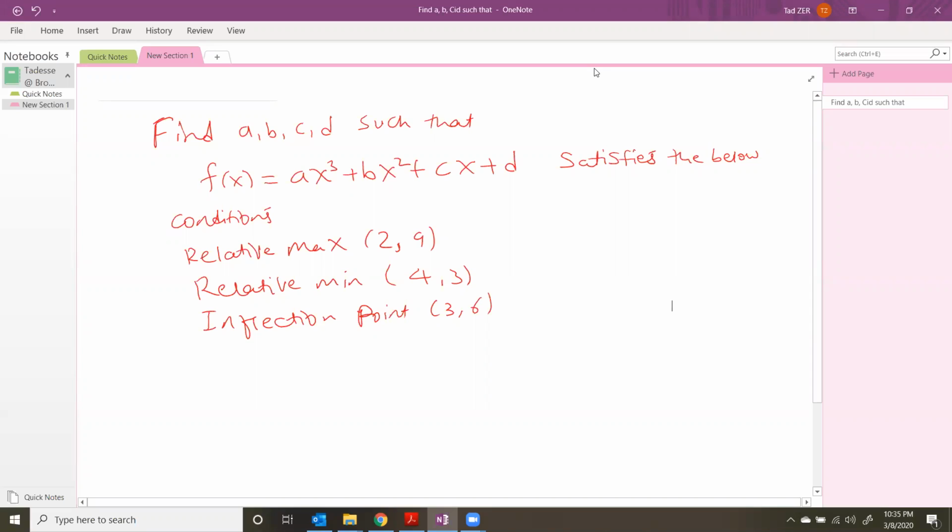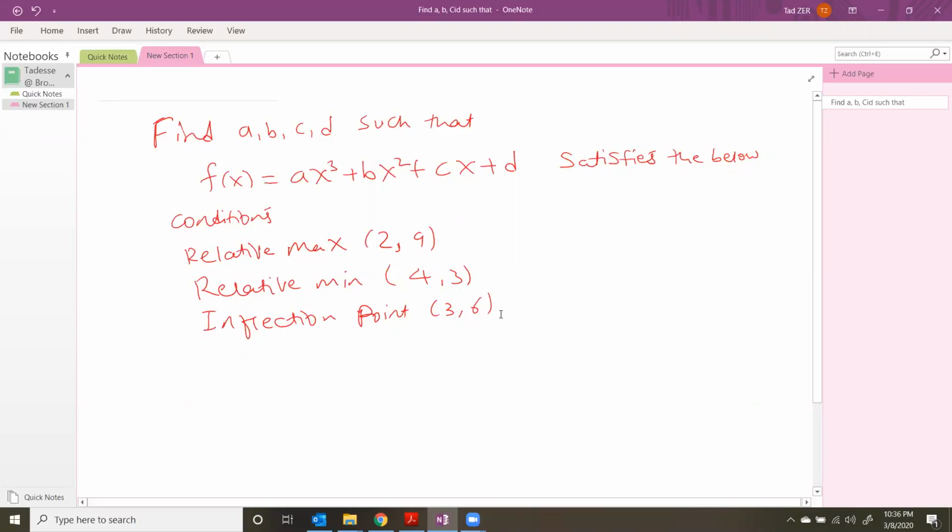This is Tadessa. In this tutorial, we'll see some examples of how to apply the notion of relative maximum, relative minimum, and inflection point to find the expression for a function. We have an example here that says, find the value of a, b, c, and d such that the function f of x equals x cubed plus bx squared plus cx plus d satisfies the given conditions. The given conditions are: this function has a relative maximum at (2, 9) and a relative minimum at (4, 3), and there is an inflection point at (3, 6).